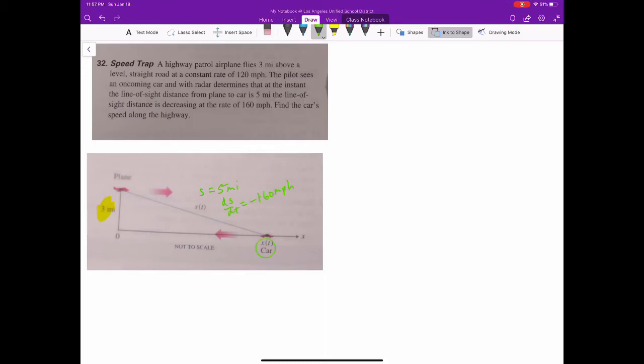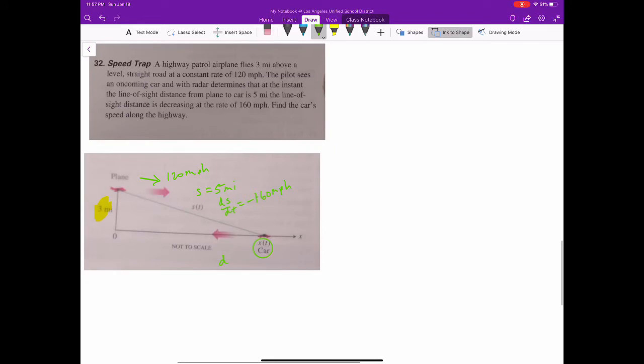They told us that the plane is flying in this direction at 120 miles per hour. So that's how fast the plane is moving. I guess we can use that. Maybe you have to add or subtract to figure out how fast the car is moving afterwards. So we'll call this x because they call the car's location x of t. So we're trying to figure out how fast dx over dt is changing.